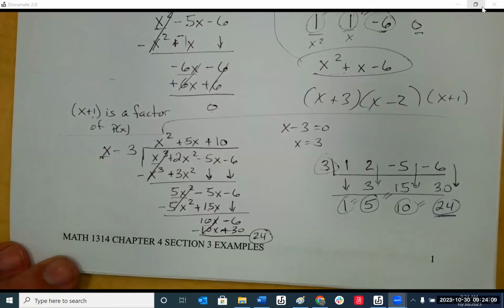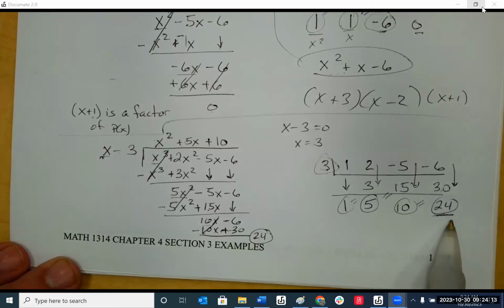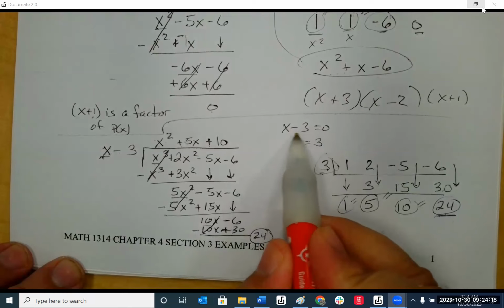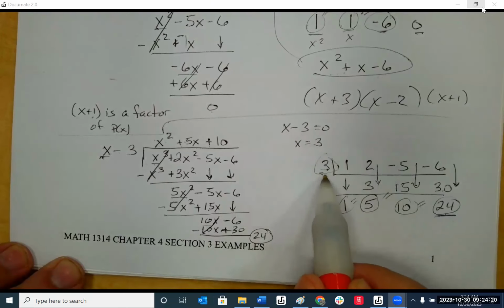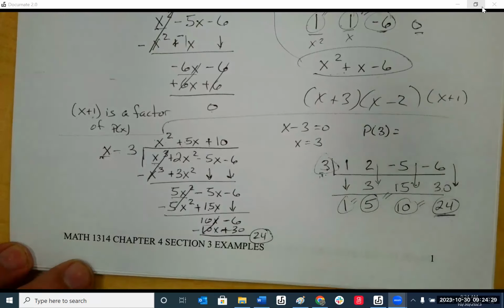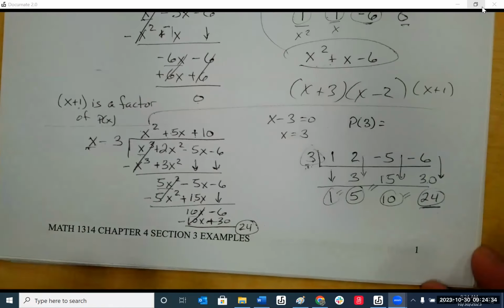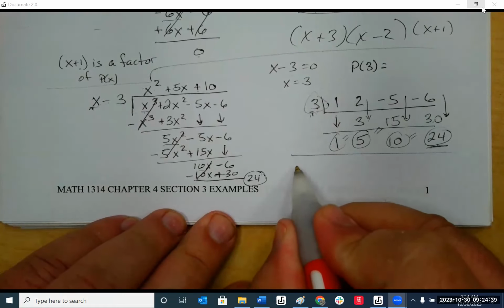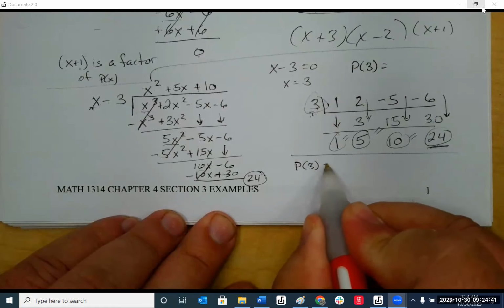And there's one more thing here. You notice how both of these remainders are 24? What if we took this number, if we took the factor and set it equal to 0 and solved for it? What would happen if we took this and put it inside the function? Let's try it. Let's try P of 3.